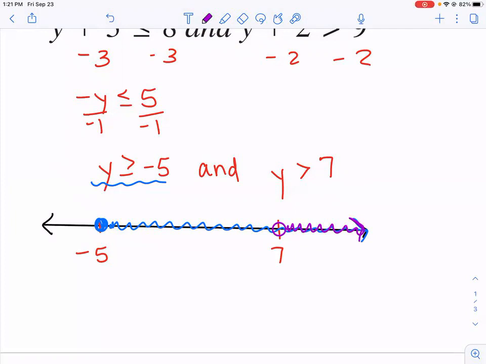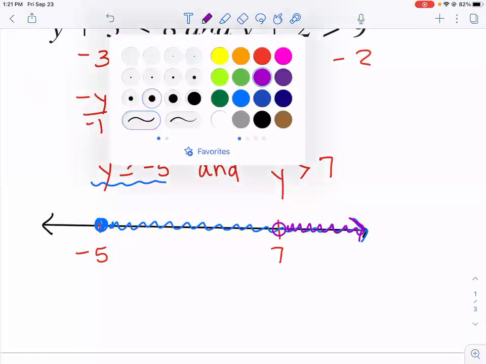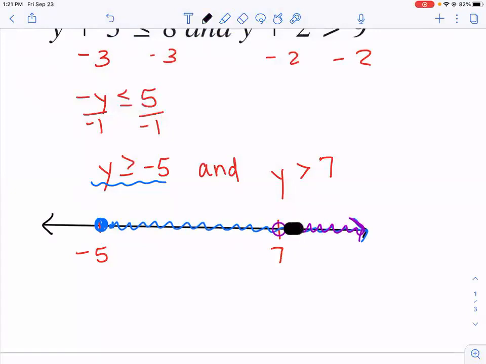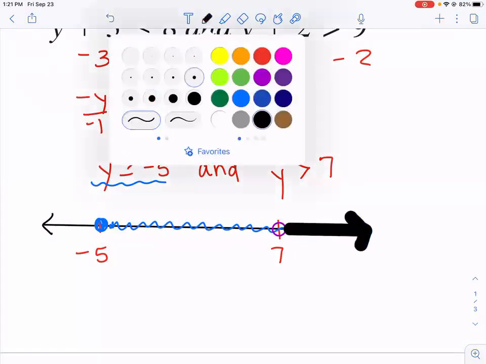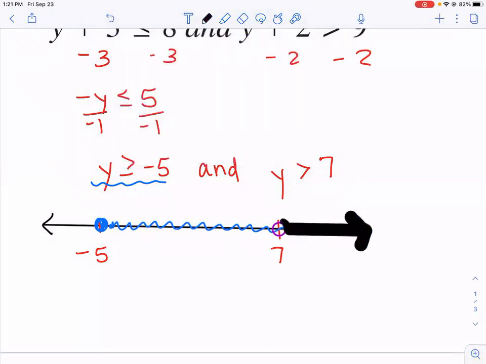Combined. Okay. So I would say that we have overlap right here. Okay, y is greater than 7 is really the only one that's going to matter. Really the number line is the answer.